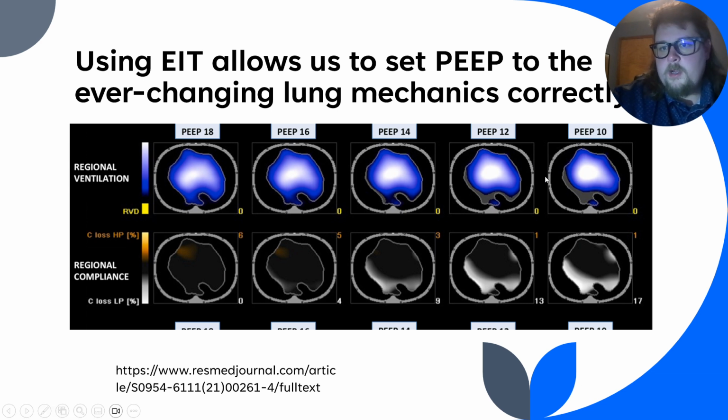So if you see in this image here, you have a set PEEP of 10, and you see blue is good, white's even better possibly. And then you have this gray dark area at the bottom. As we start to increase our PEEP, we see a fully aerated lung. And these are all images made by EIT. So very useful tool.